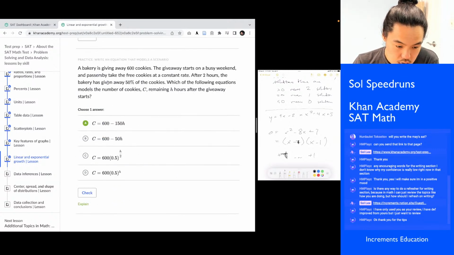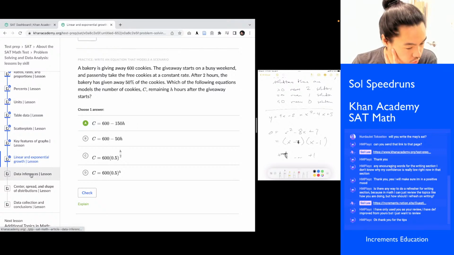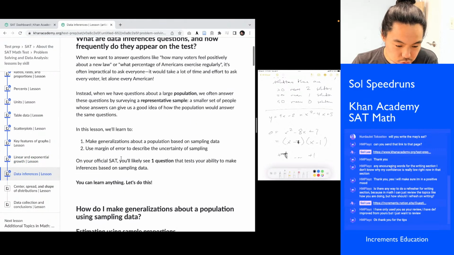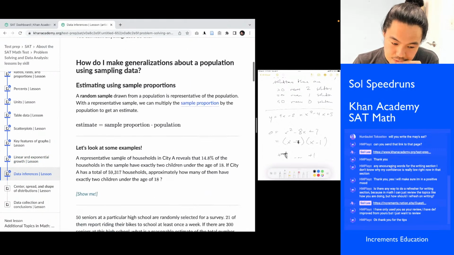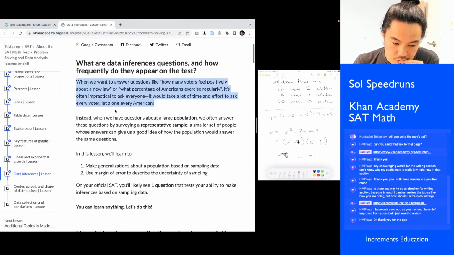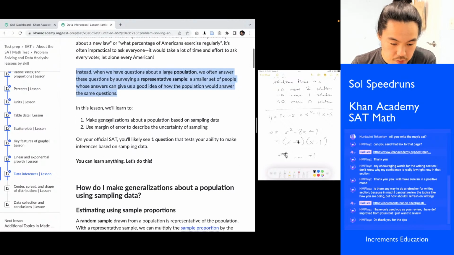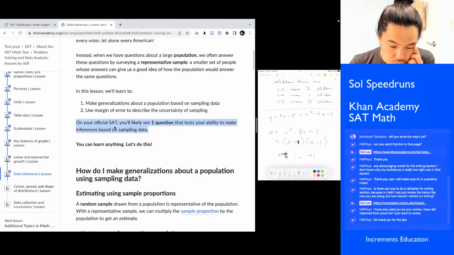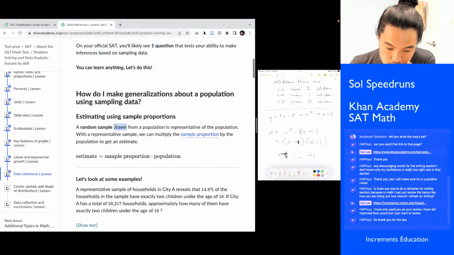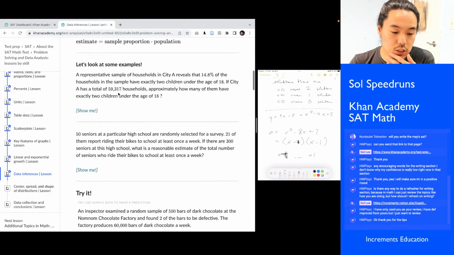All right. So revenue and cost, guys, by the way, you definitely want to get these linear growth questions out of the way. Data inference. Okay, samples. Population sample, cool. Margin of error, yeah. Sample proportion, yeah. Estimate equals sample proportion times population.